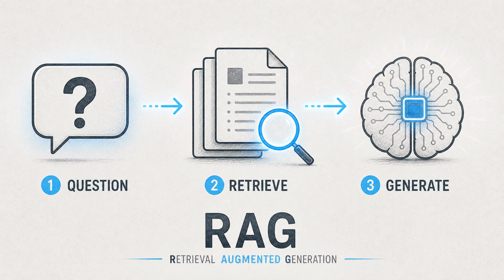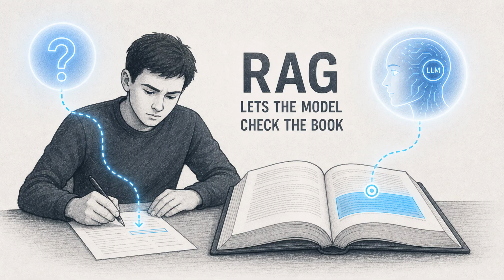Instead of asking a model to answer only from what it learned during training, we first retrieve relevant information, then ask the model to generate an answer using that information. Think of it like an open book exam. A student may understand the subject, but if the question asks about one exact paragraph in one exact manual, the student should check the book. RAG lets the model check the book.